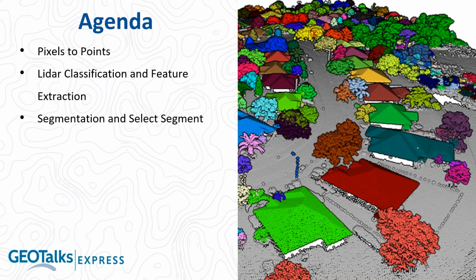Next is a great new tool for LiDAR or point cloud segmentation and selecting segments, so helping to identify some more unique features in a point cloud, picking out some individual clusters of points and how you can select and work with those identified clusters individually.